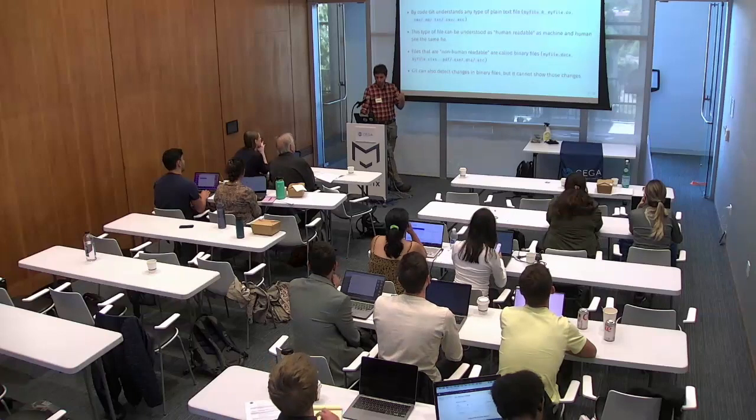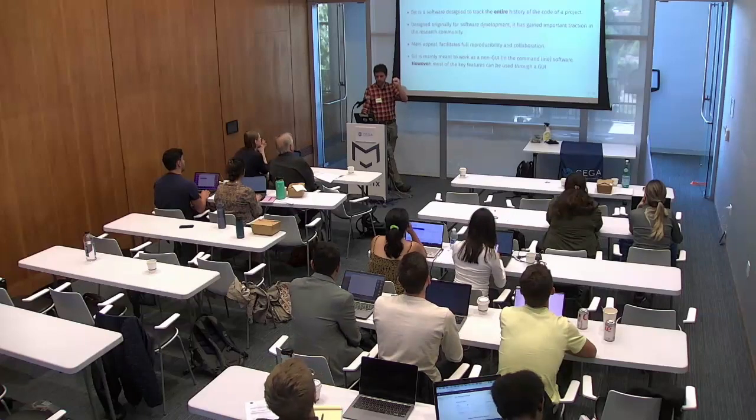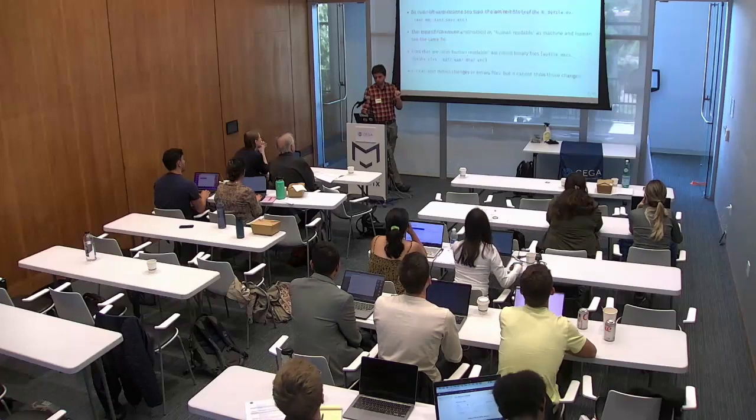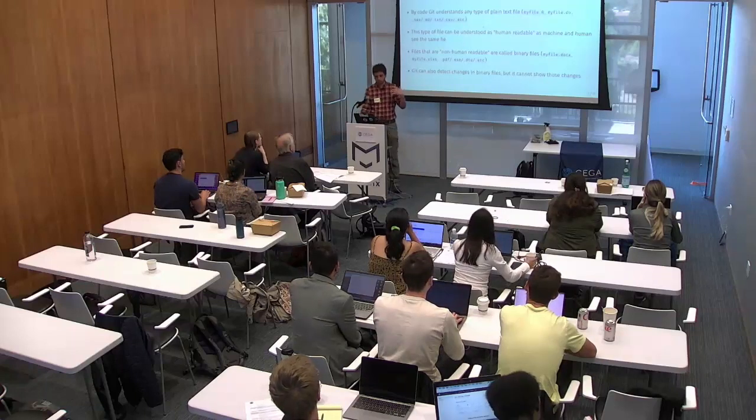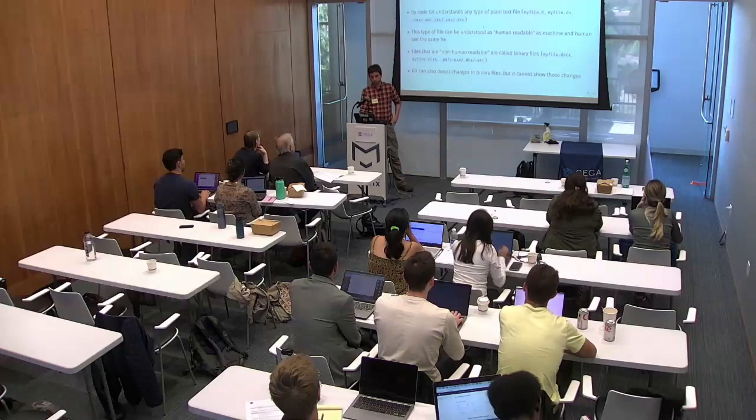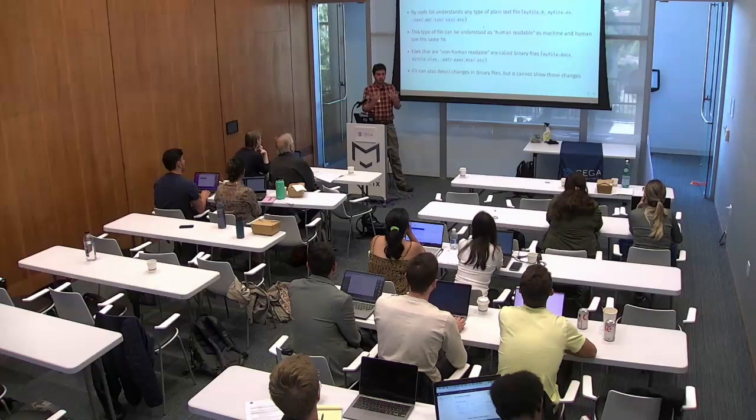By code, what Git does is that it tracks the entire history of code. What do I mean by code? Code is any type of plain text file that's called human readable. This could be a .r, .do, .tex, .md, even .csv, but we're not going to focus on databases, we're focusing on code here. And by human readable, I mean that what you see in the script or in the file is what the machine sees also.